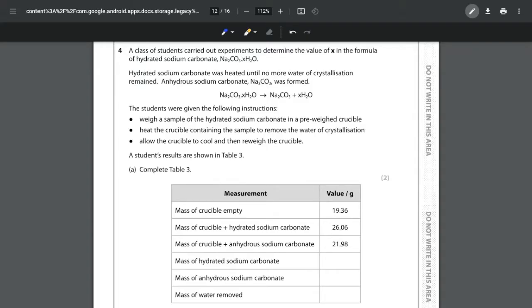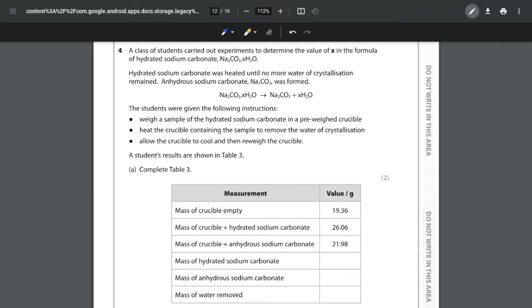In this video, we're going to be looking at question 4 of the Unit 3 sample paper for the IAS Chemistry course from Edexcel. This question is the last question in this paper, and it is focusing on the water of crystallisation calculation in sodium carbonate.